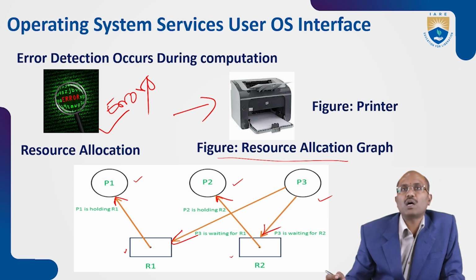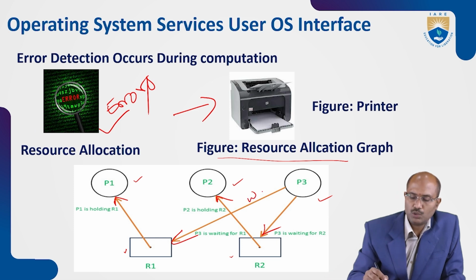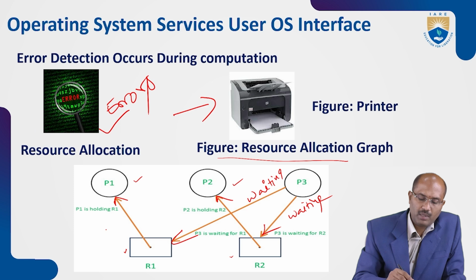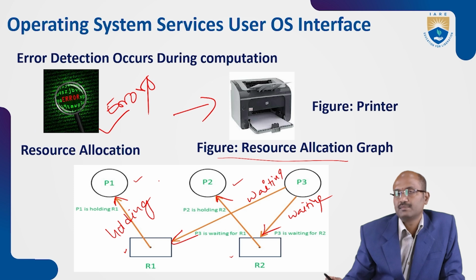An arrow from process to resource is nothing but a waiting stage. So a process to resource arrow is a waiting stage. An arrow from resource to process is nothing but a holding stage.